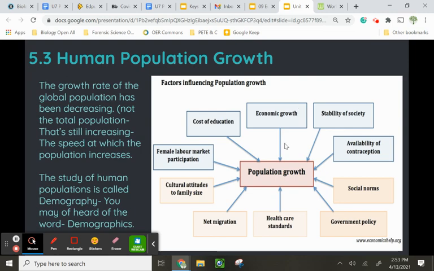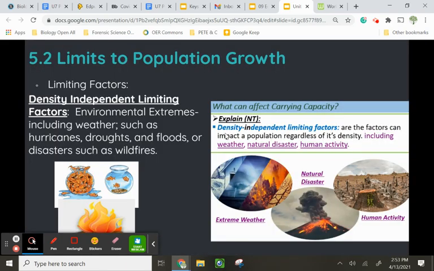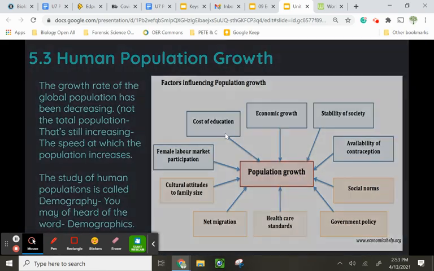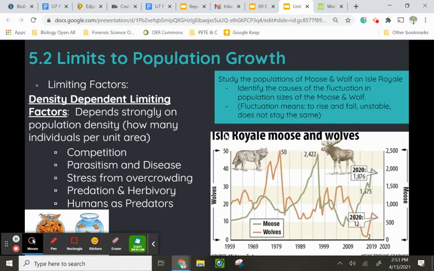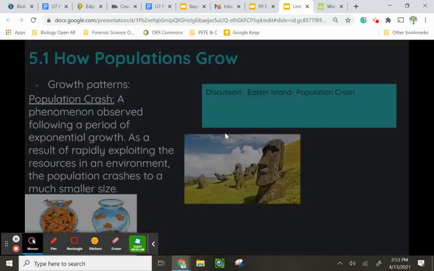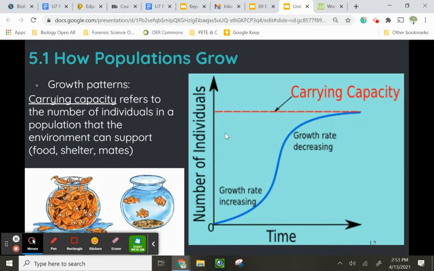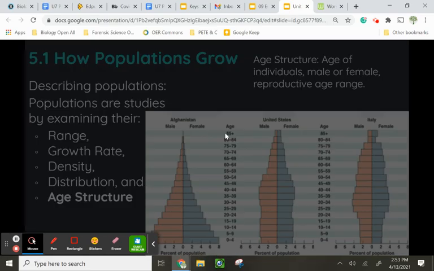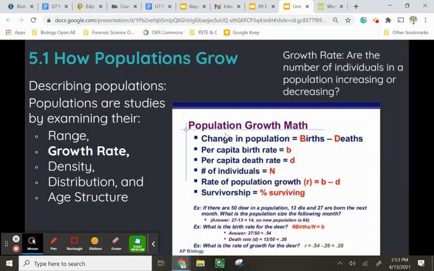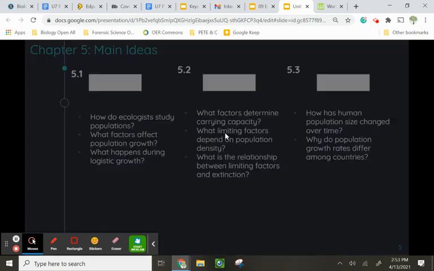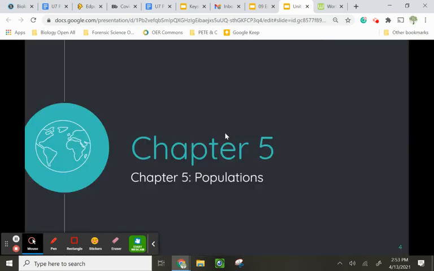That is where we're going to stop with Chapter 5. It's a very interesting chapter. If you have any questions, please ask me, and I'll review any of these concepts with you. And what you're going to want to do, just to reinforce some of this, is continue with the Chapter 5 reading, which is posted in Schoology, and then take your Chapter 5 reading quiz. Thank you.